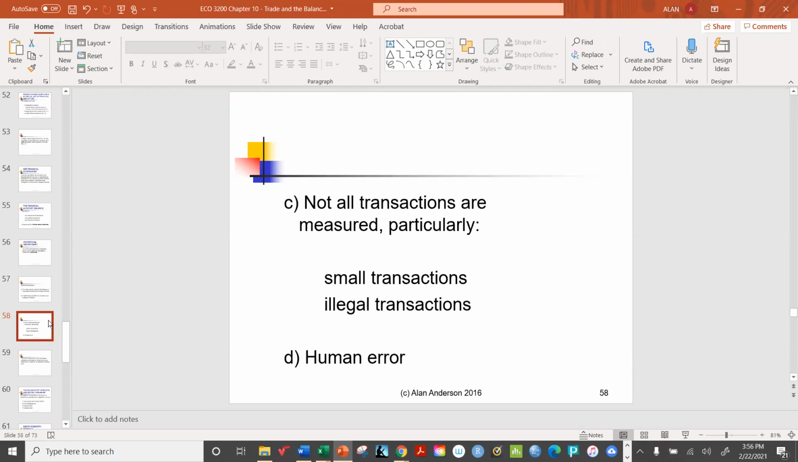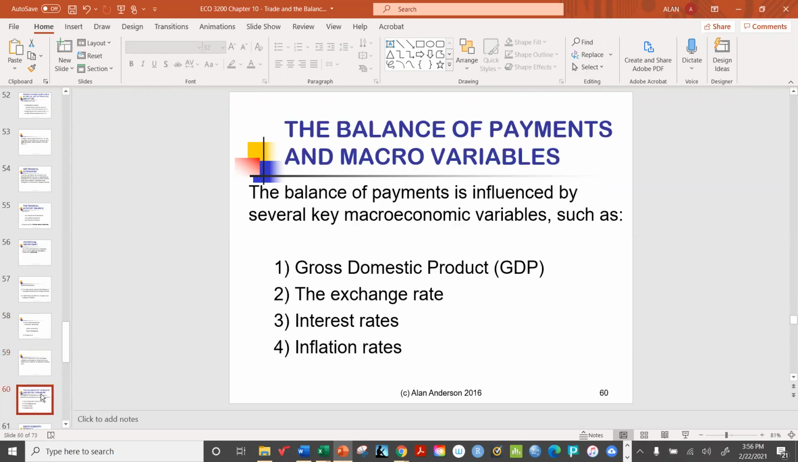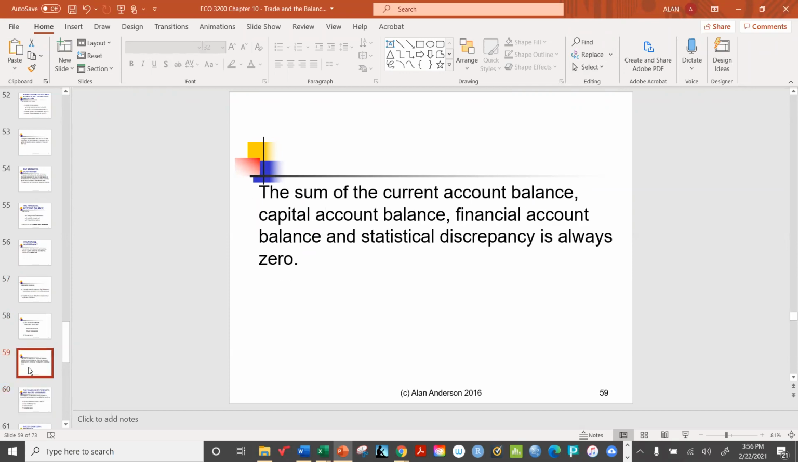And of course, nobody thinks that illegal activity is going to be reported anywhere, and it's not. And then, of course, human error is always a potential problem. All right. So that's why we have the statistical discrepancy, so that those can all add up to zero. And then everybody's happy.